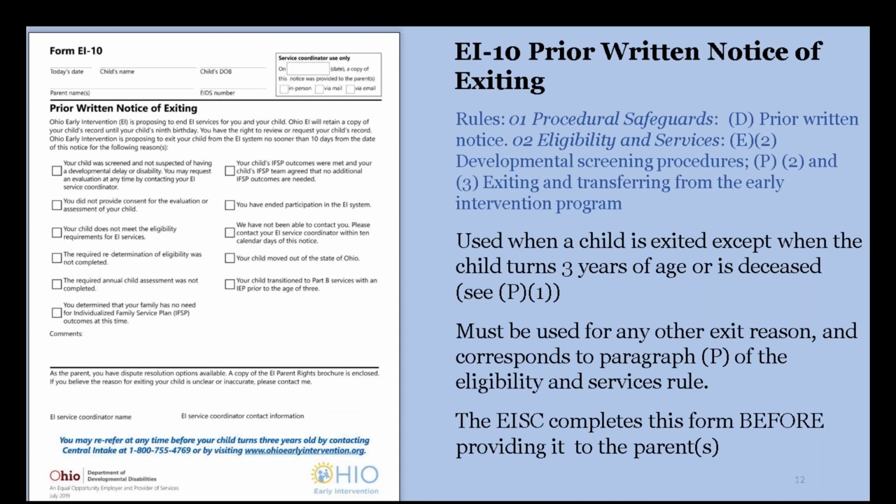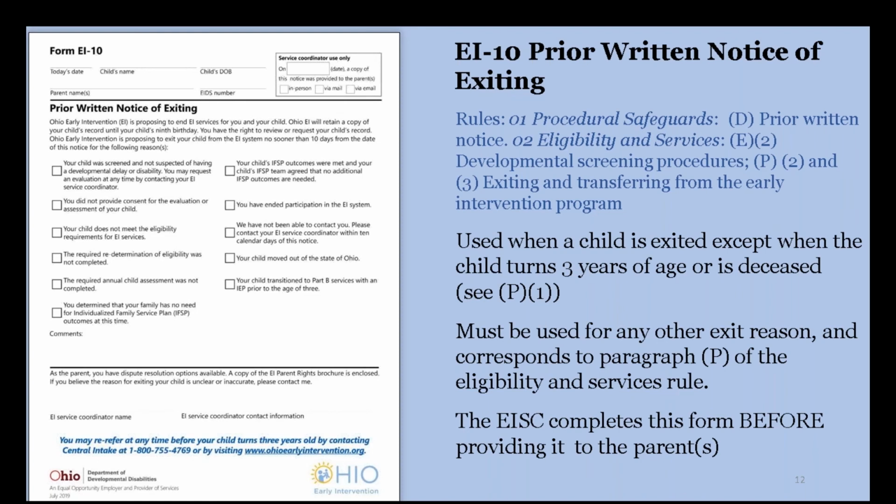EI-10 is another prior written notice. It's the prior written notice of exiting. It does not include parent consent. The other forms we've reviewed do require parent consent in writing. This form is just the notice without consent. It is used whenever a child is exited, except when the exit is because the child turns 3 or is deceased.